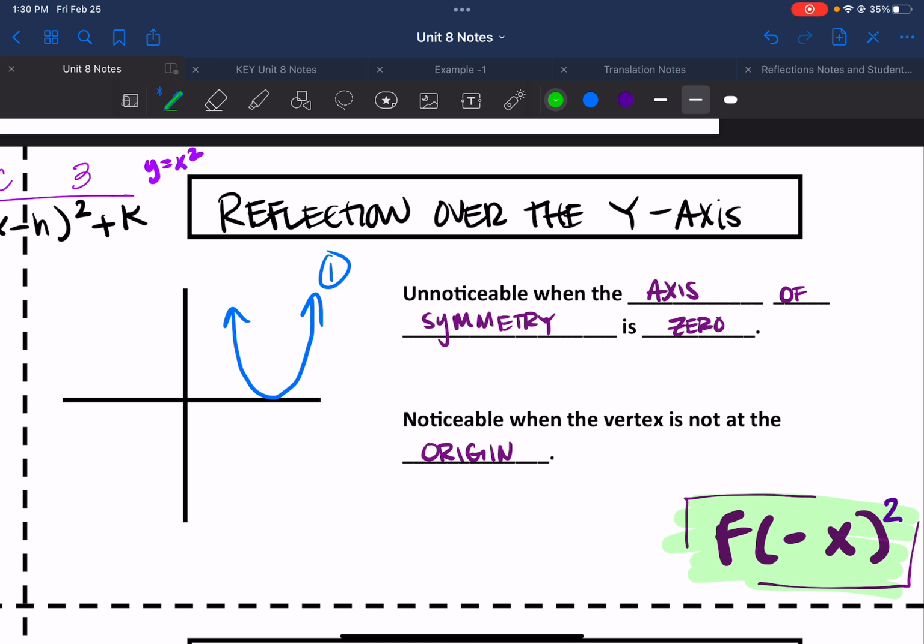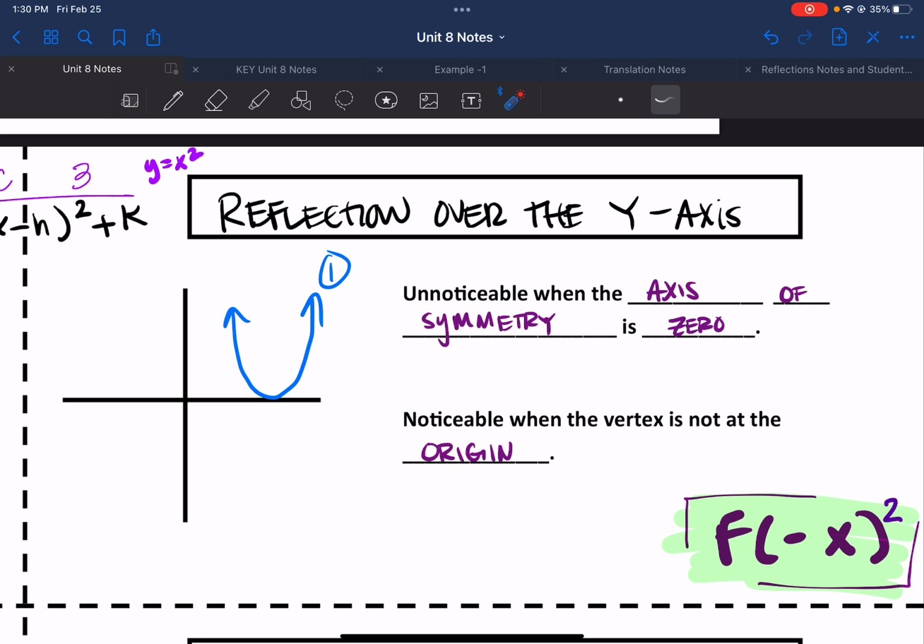Now, the thing about the y-axis, it's exactly what I have written here. Unnoticeable when the axis of symmetry is 0. So if it was right here, right, and I reflect it over the y-axis, what happens is it looks the same, right? It's going to be the same shape. So you can't really tell that it's reflected. But it's noticeable when the vertex is not at the origin.